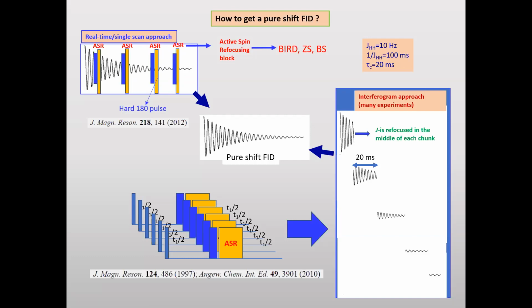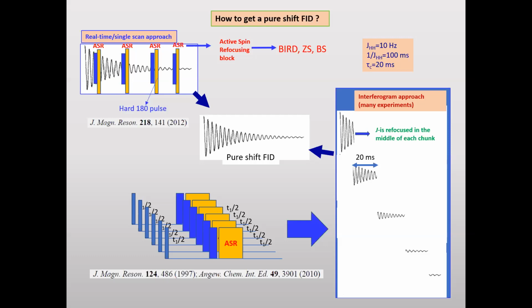Here what is done: a series of FIDs of 20 milliseconds duration are recorded from a series of pseudo-2D kind of experiments in such a way that the scalar coupling refocuses at the middle of each 20 millisecond block. At the middle of each block, the scalar coupling is refocused, but the chemical shift evolution is refocused only at the start of the block.